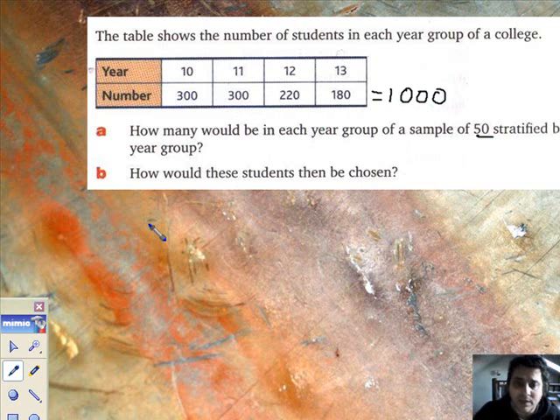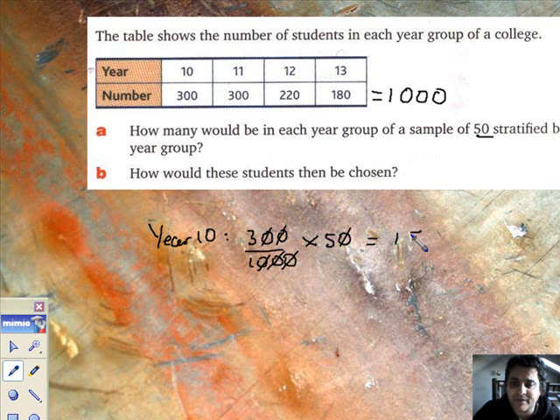Well, let's take a look. Starting with year 10, I require 300 over 1,000. It's that fraction of the sample of 50. Very easy, isn't it? 1, 2, 3, 1, 2, 3. Well, 3 5's 15. So I need 15 year 10 students, not 20. Not 12, that's the appropriate number for that year group.